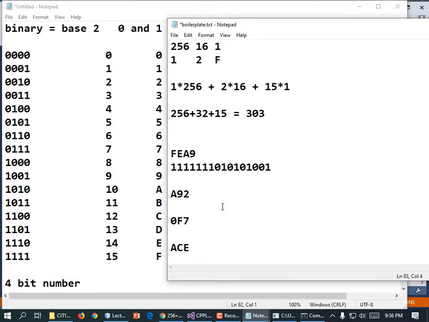Okay, but anyways, I'll do this one and then I want you to do the other ones. An A is a what? It's a 1010. And then a 9 is a what? A 1001. And then a 2 is a 0010.